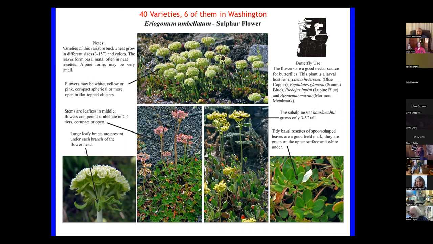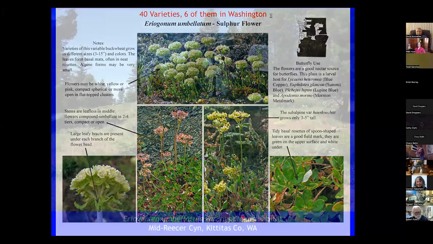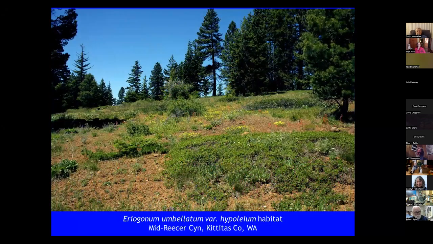So our varieties here in Washington range from the tiny little variety hausknechtii, which grows up in subalpine habitats, but also includes much larger varieties like the majus, the white blooming buckwheat in the top center of this frame. Here's a typical habitat again in the Blue Mountains. Oh, I'm sorry, down at the bottom it says this is in Reecer Canyon, which it is.